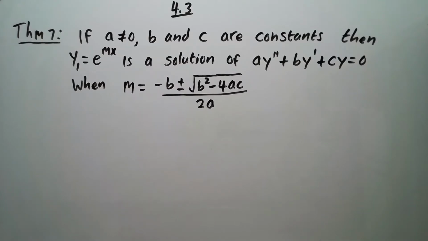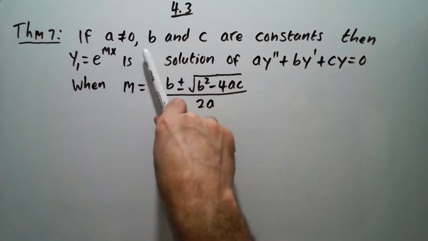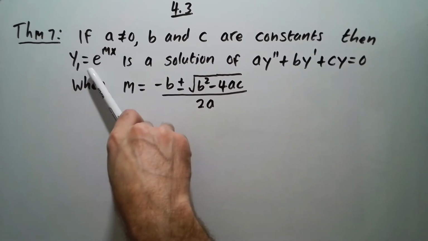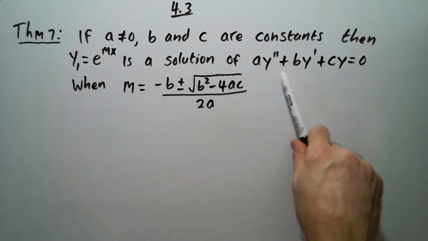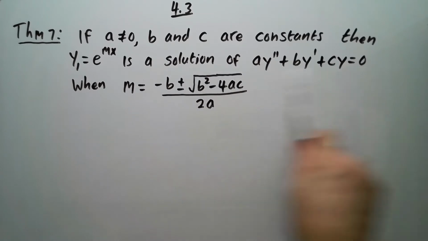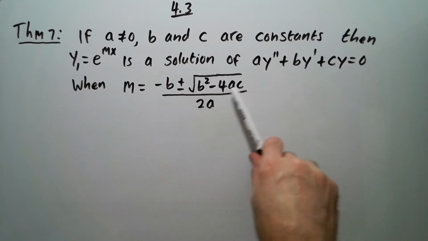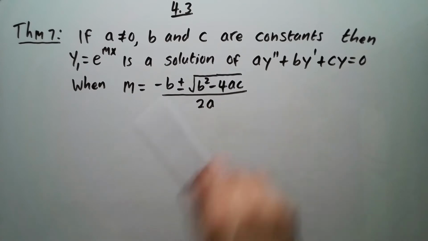Okay, so let's look at section 4.3. We're going to look at theorem 7 first. If a is not 0, and b and c are constants, then y1 equals e to the mx is a solution of this differential equation when m equals negative b plus or minus the square root of b squared minus 4ac, over 2a. This is the quadratic formula, you'll see. Okay, so let's start the proof.